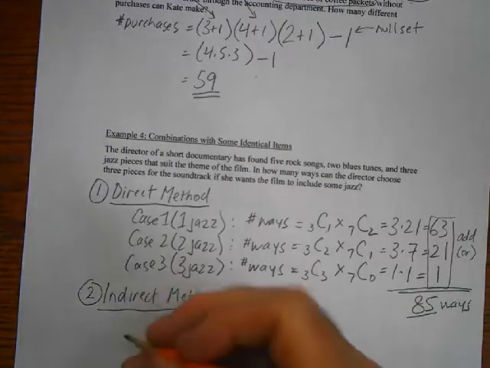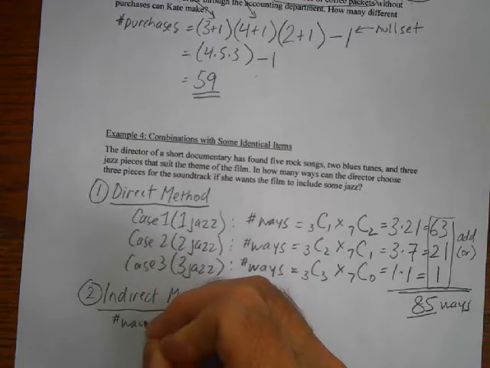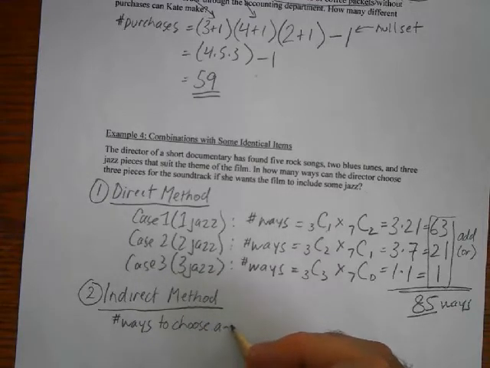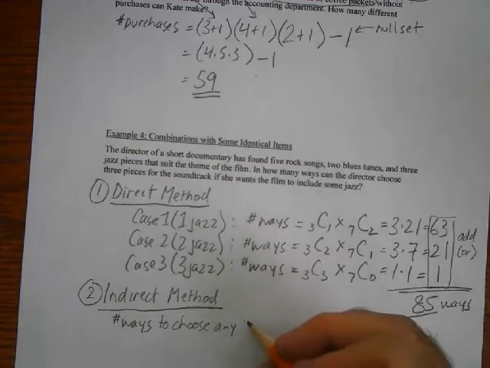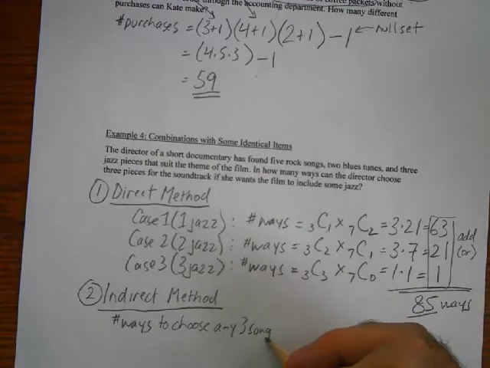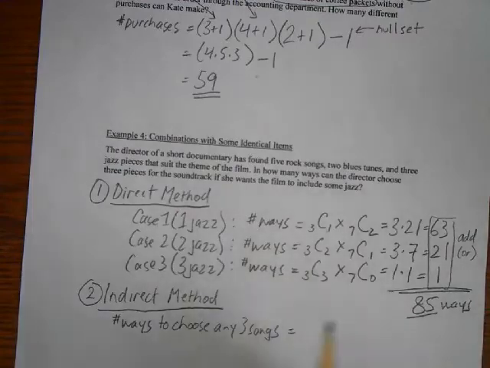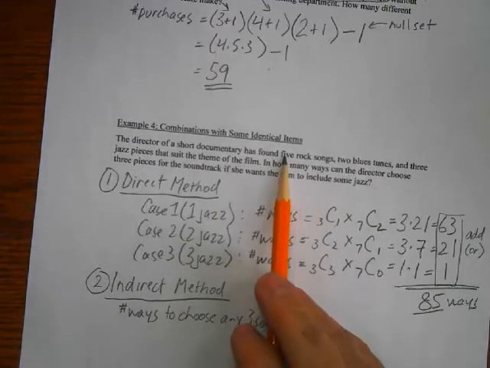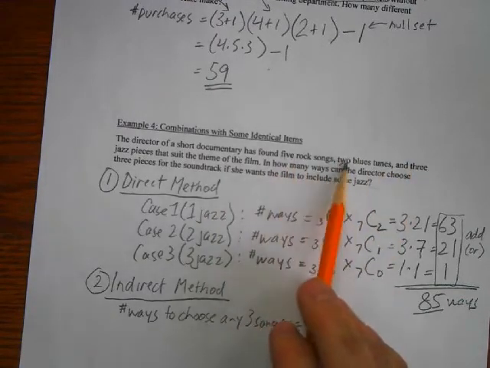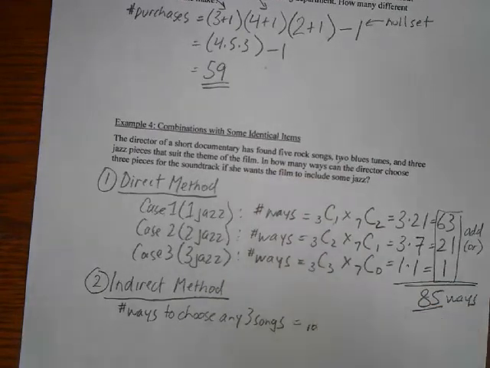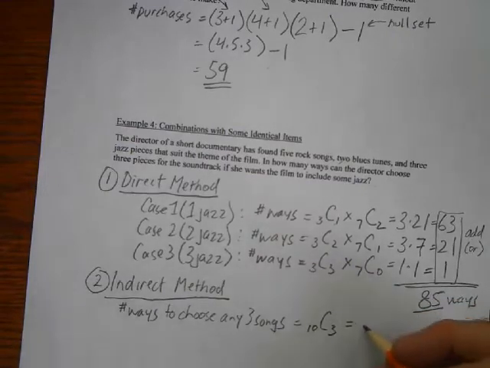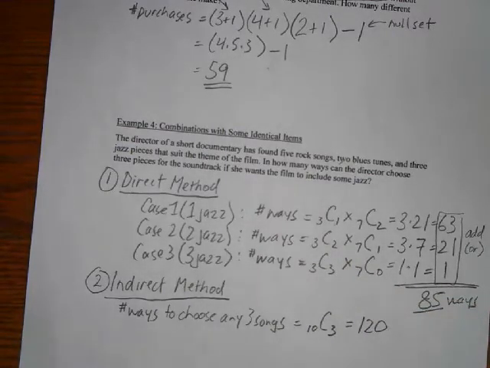Okay, so I'm going to start off with the number of ways to choose any 3 songs. So this would be all the possibilities. Now we have to go back to our numbers here. How many songs do we have to choose from? We have 5 rock, 2 blues, and 3 jazz. 5 plus 2 plus 3 is 10. So we start with 10 songs and we're choosing 3 of them. If we do that combination, we get 120. So that's the number of ways to choose any 3 of the 10 songs.